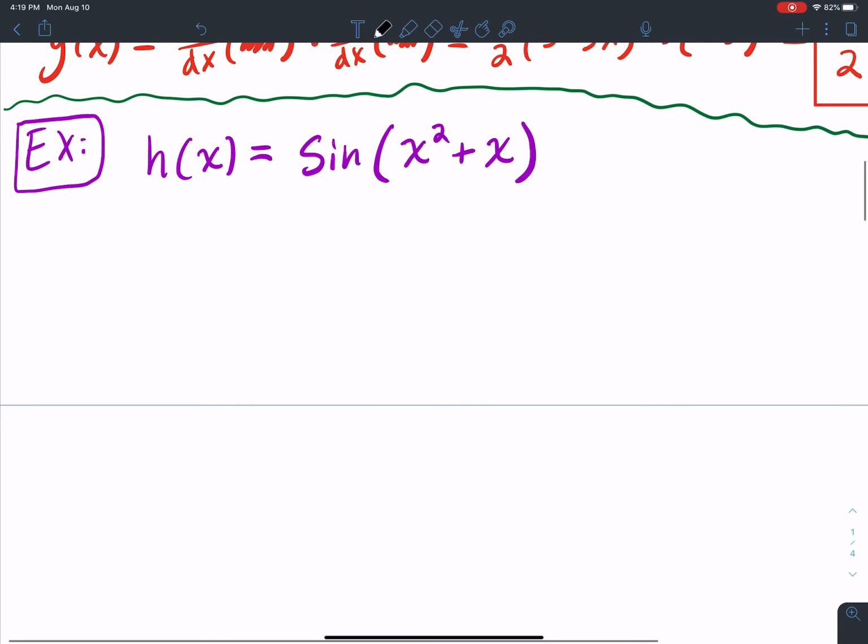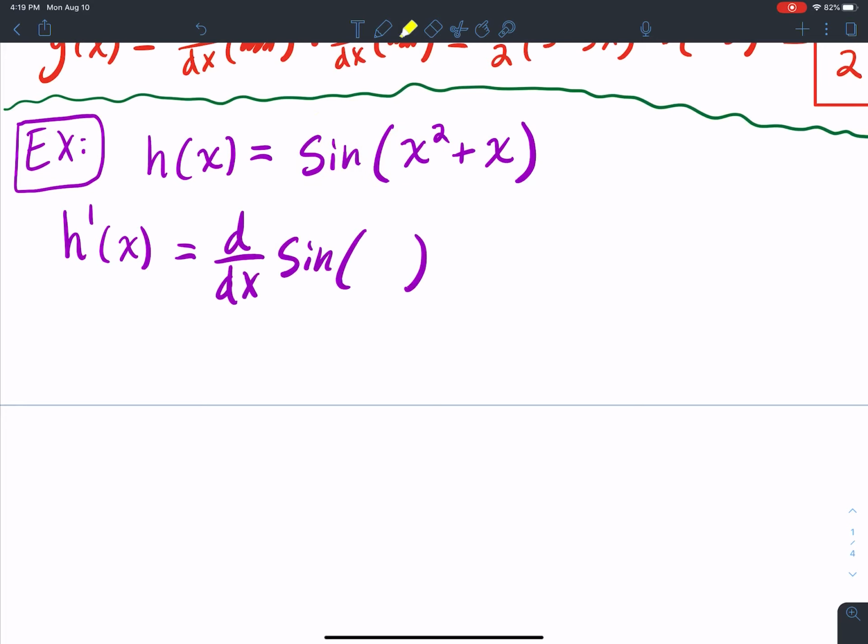Okay, so I want to take the derivative of sine of some stuff. That stuff is x squared plus x. How do I take the derivative of that? Well, I have to first identify the outside function. The outside function is sine of something. So I'm going to take the derivative of sine of something, right? That something is x squared plus x. And then once I take the derivative of the outside, then it strips away the outside and I take the derivative of the inside. So I take the derivative of the something.